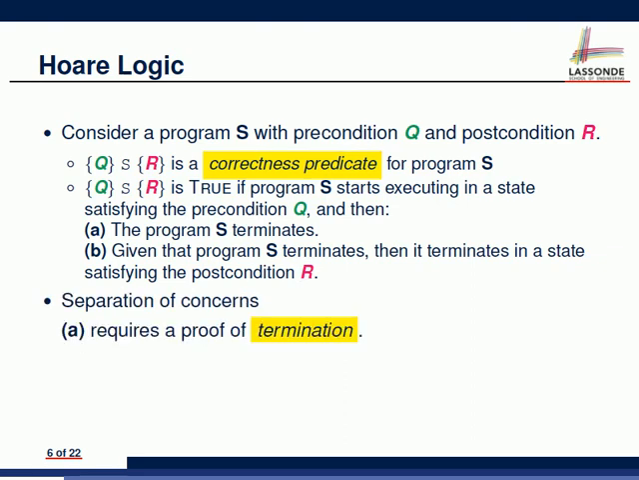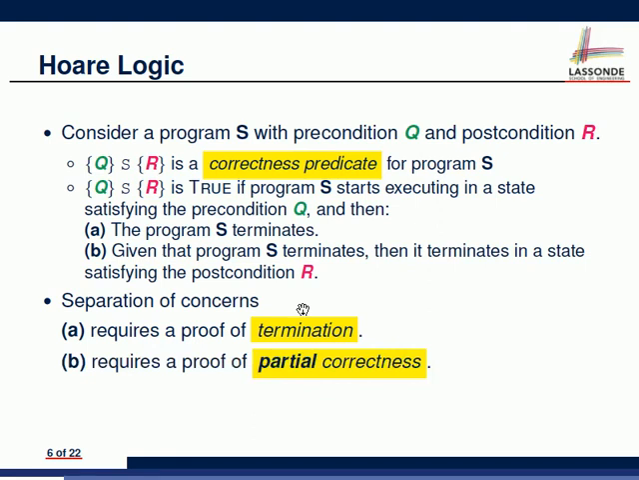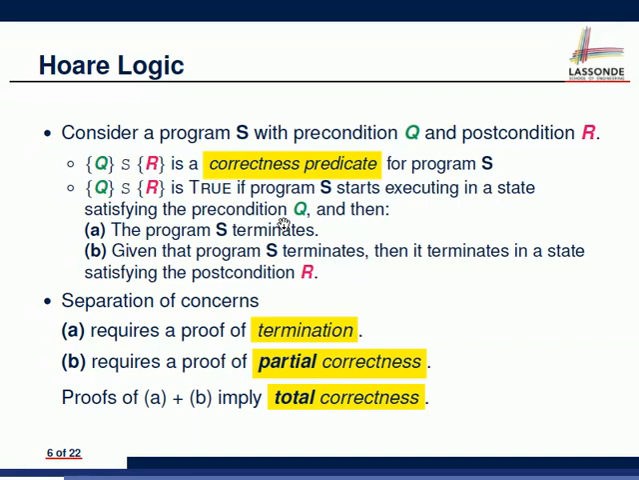Good. Now let's talk about some terminology. A here is termination. For B, we simply assume the program is going to terminate. We say, assuming that it terminates, let's see what the terminating states are. That's why I call it partial correctness. If you can prove B, that's only partial correctness, because you also have to prove A about termination. And with A and B together, you can say it's total correctness.